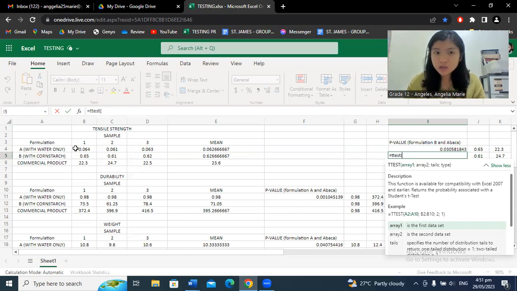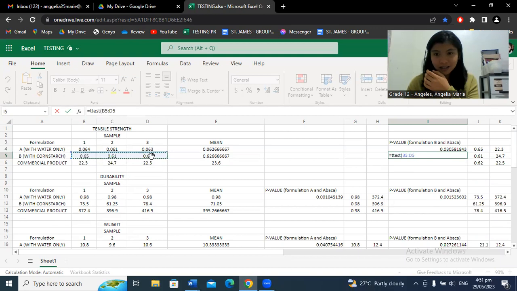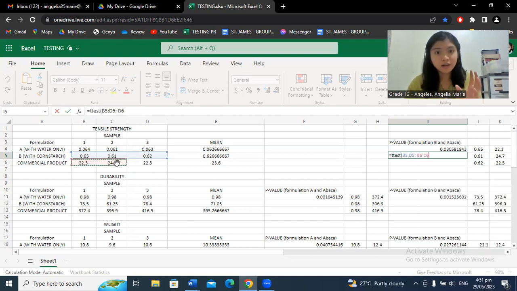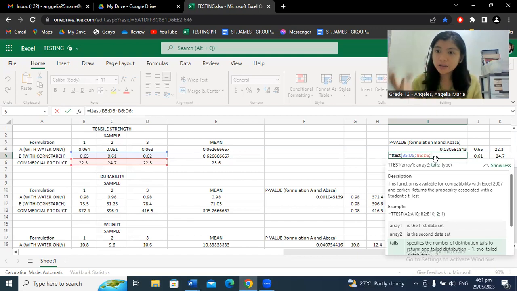Okay? So, ito. I mean, formulation B pala kasi yun na yung best formulation. So, we're going to highlight the B5 to D5. Okay, and then we are going to encode semicolon, and then space. And then array 2 kung ano yung pinagko-compare mo. So, that is the commercial product for the Abaca fabric. Drag mo lang din siya. And then semicolon again. And then ilan yung tails? We have 2. And then we have type, we have 1.